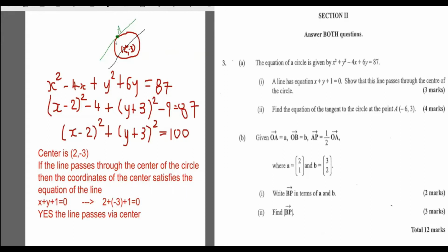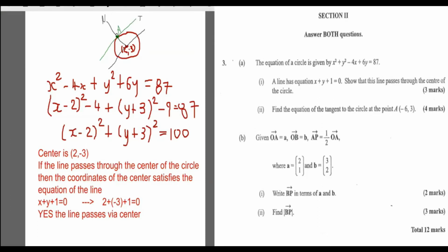So the only way we can find the equation of the tangent is if the normal comes into play. What is the normal? The normal is a line that's perpendicular to the tangent line. The normal passes through the point A, and it also passes through the center of the circle. So this is the normal. I'm going to use N for normal and T for tangent.